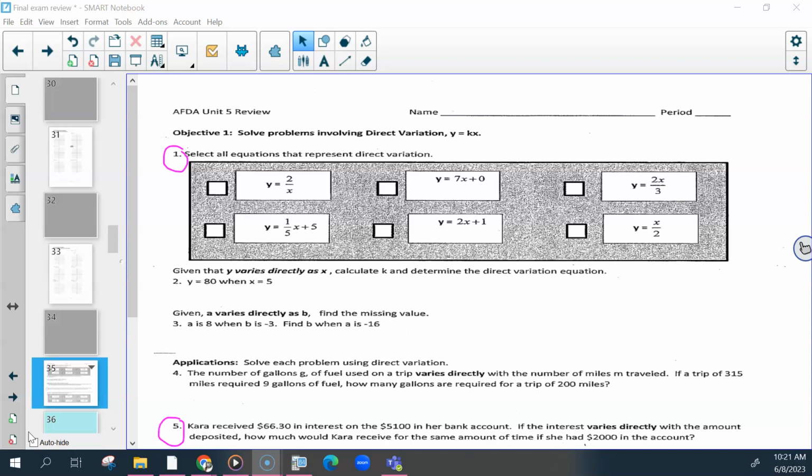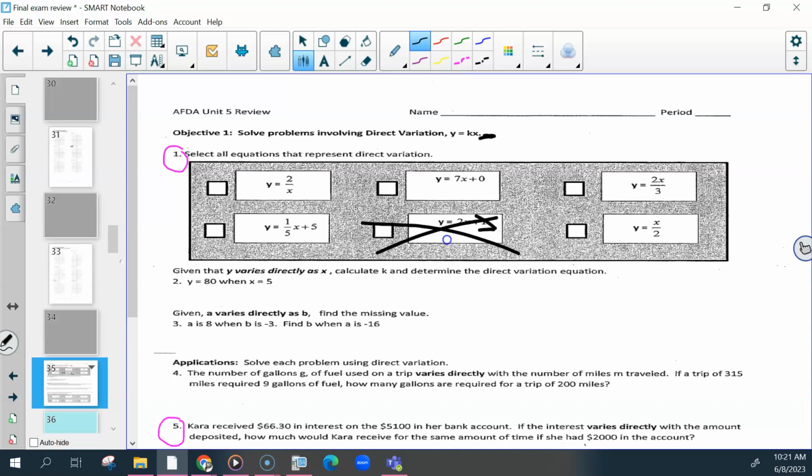Number 1, is the bottom middle one correct? No. So this one would not be direct because it has a y-intercept. It's going to be in the same format as y equals kx, but y equals mx plus b is the same format, but your b has to be 0. So the top right one would be.